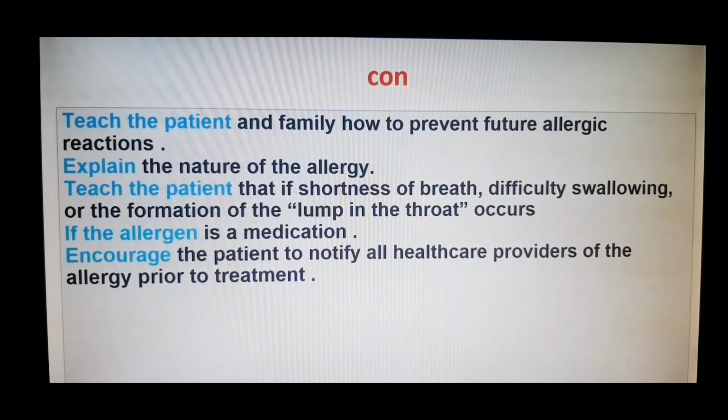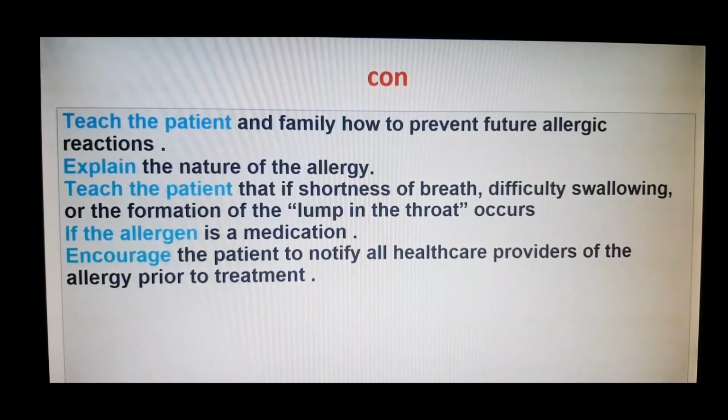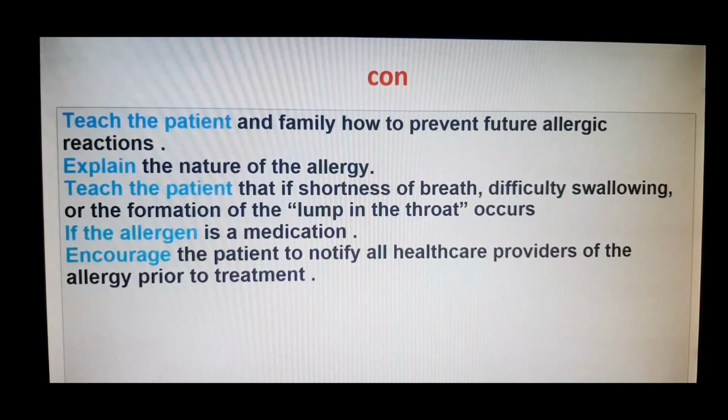If the allergen is a medication, make sure the patient and family understand that they must avoid the various sources of the medication, in both prescription drugs and over-the-counter preparations, for the rest of their lives. Encourage your patient to notify all healthcare providers of the allergy prior to treatment.